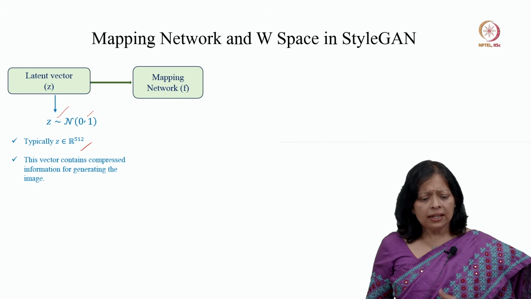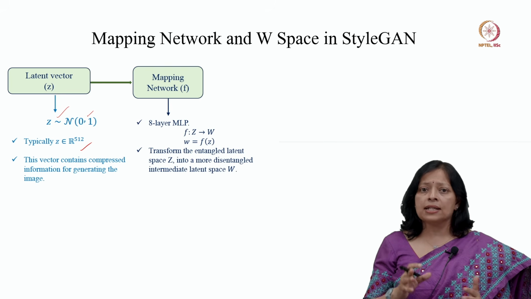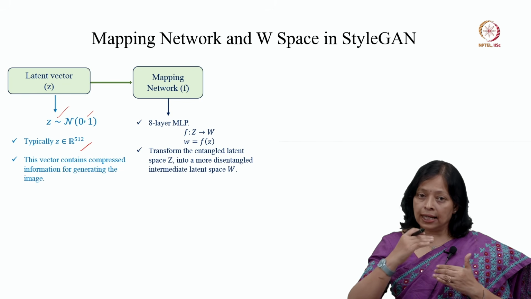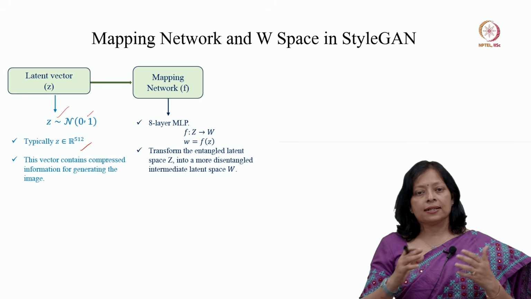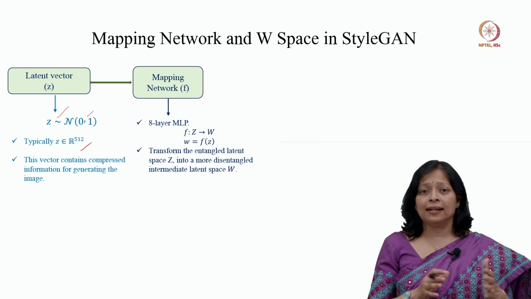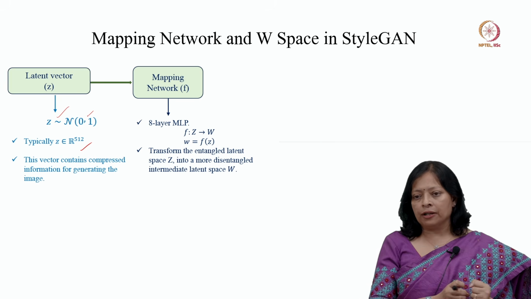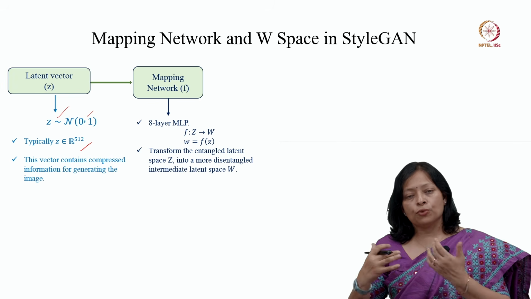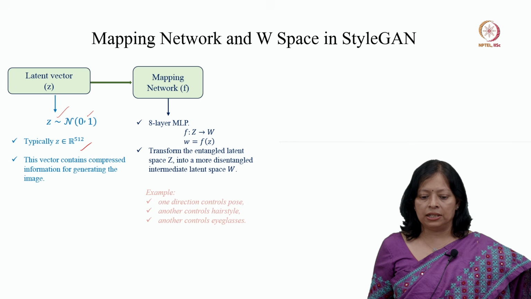Okay. Now, this goes to the mapping network F, and what does this mapping network consist of? It consists of 8 layers of multilayer perceptrons. These are all fully connected layers, and what is the function of this mapping network? It basically transforms the entangled latent space Z to a more disentangled latent space. The entanglement that was there in the latent space Z becomes much more disentangled in latent space W. That is the function of the mapping network.